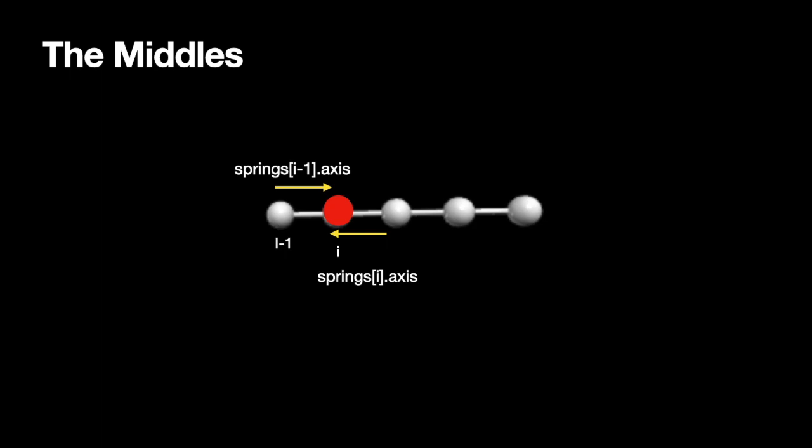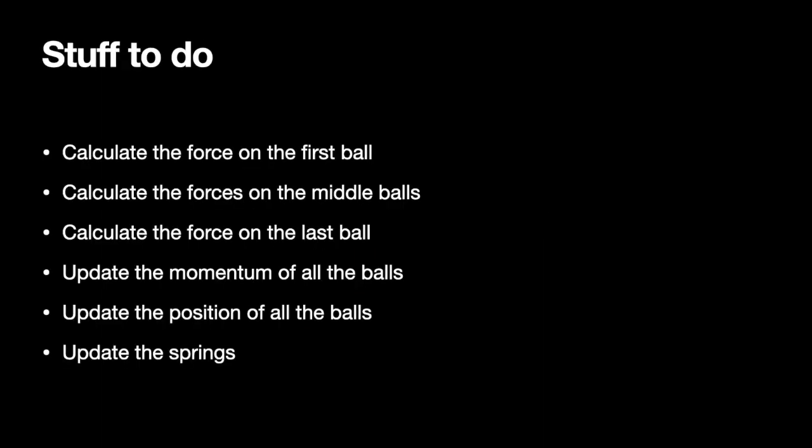But then I have 2 forces on those middle balls. That's why I need to treat those 2 separately. So here's all the things that we need to do, and I put this as one giant list, not even animated. So I'm going to calculate the force on the first ball. Then I'm going to calculate the force on the middle balls. And then I'm going to calculate the force on the last ball. So those are 3 different things. Then I'm going to go through and update the momentum of all the balls. And then I'm going to update the position of all the balls. And then I'm going to update the springs. And then I can repeat the whole thing over and over again. So that's what we need to do. It is going to be complicated, but we can do it. And once we do it with 5 balls, we can do it for 50,000 balls.